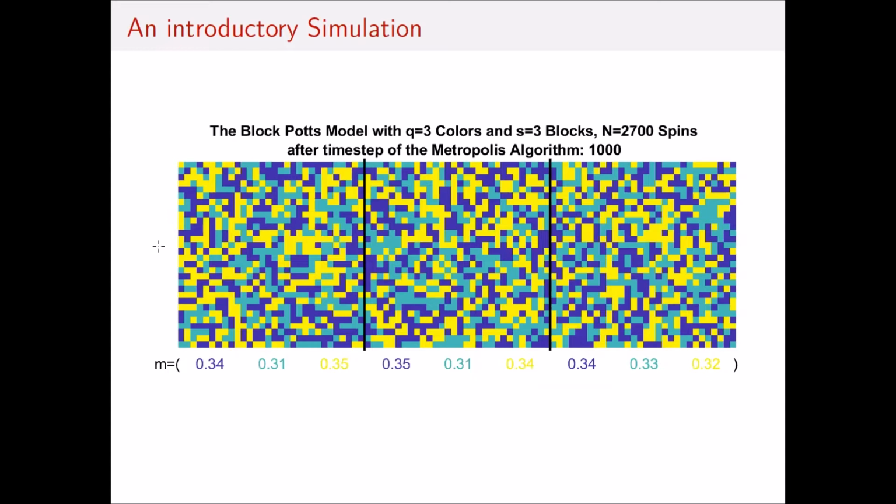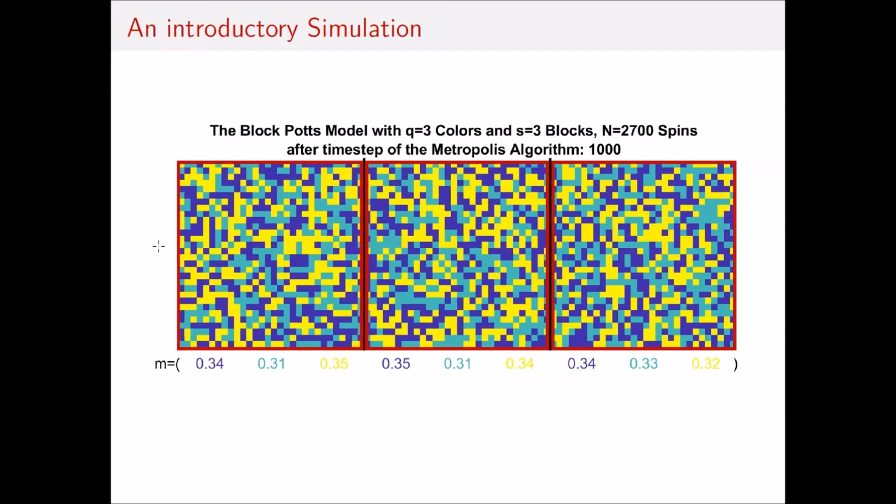What you see here is one realization of the block Potts model, which is a spin system divided into, let's say, 3 blocks, where each spin can take one of 3 different values: blue, mint, or yellow. Each block itself behaves like a mean field Potts model. That means that all spins are interacting with each other according to some inverse temperature beta.